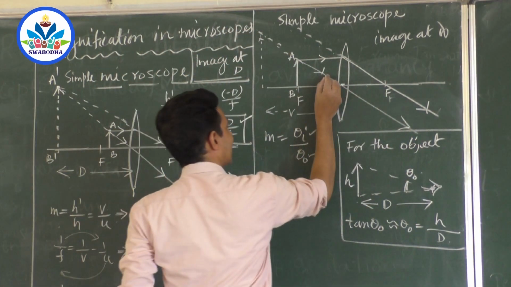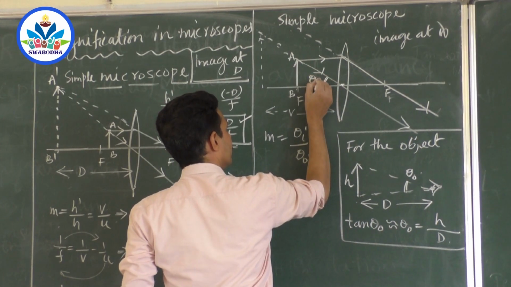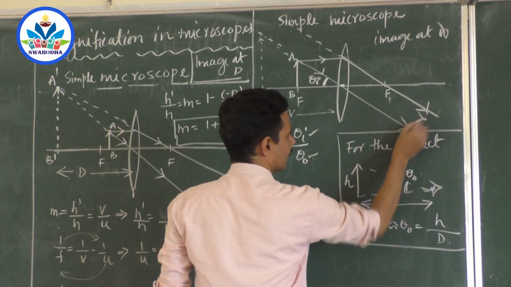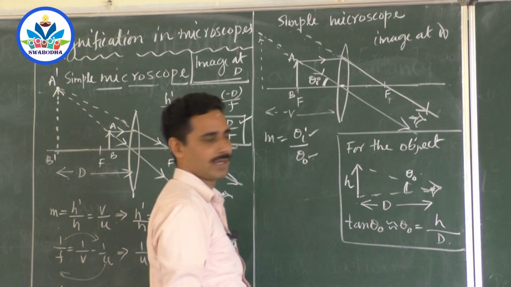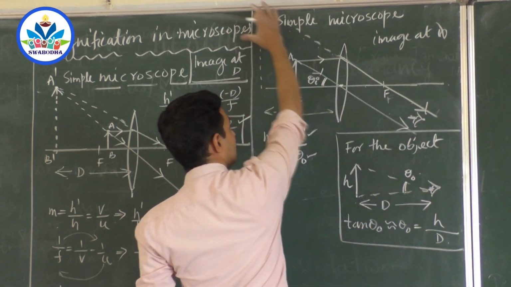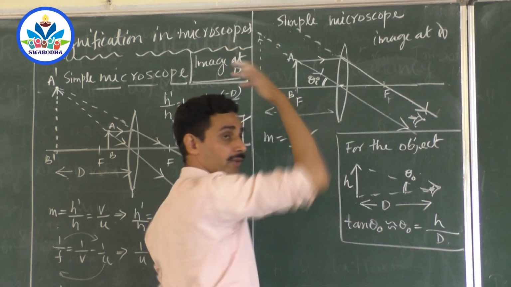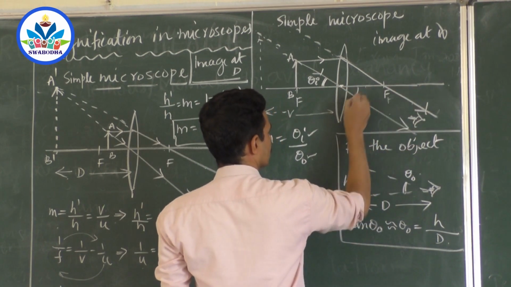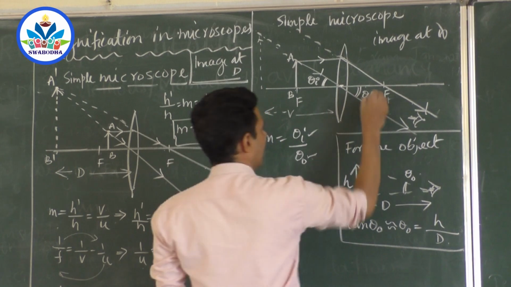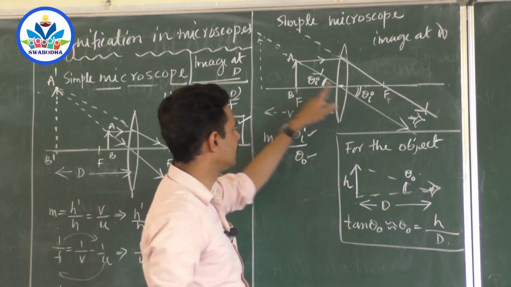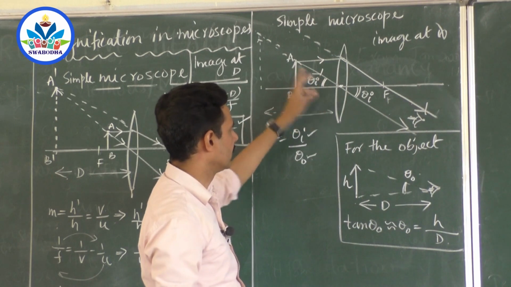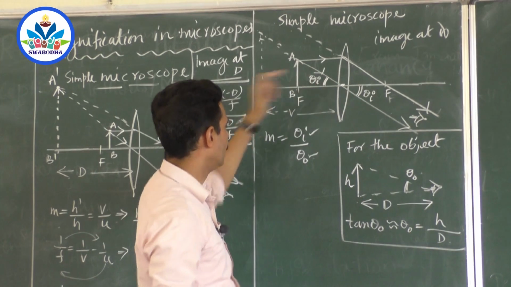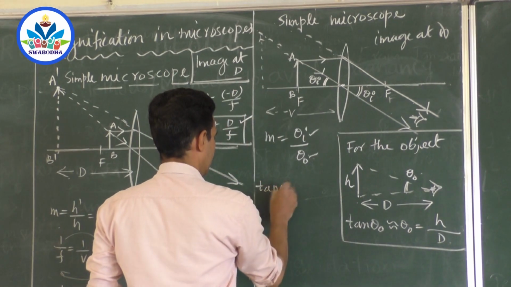Shall I call this the angle subtended at the eye by the image? Actually these rays are coming to your eyes, and they produce a virtual, erect image somewhere else at a very large distance. That means how much angle they will create with respect to the principal axis. So shall I call it theta I, the angle created by the image. And if this is theta I, definitely this is theta I, because these two are vertically opposite angles. And if this is theta I, what is tan theta I?